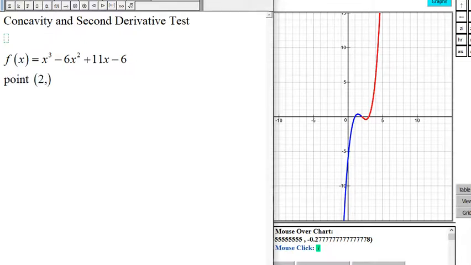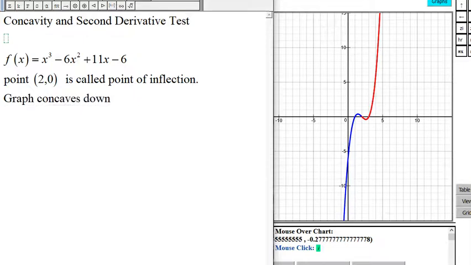So the point (2, 0) is called the point of inflection. And then we say that the graph concaves down on the interval from the left side up to 2. That's where the graph is concaving down. So it'll be from negative infinity to 2.